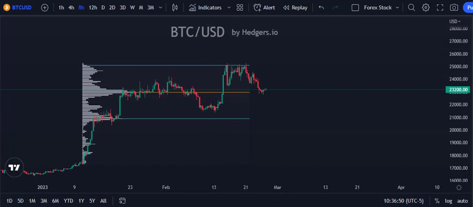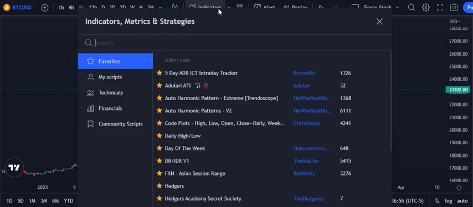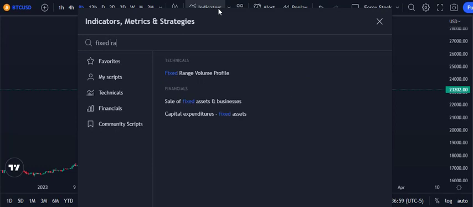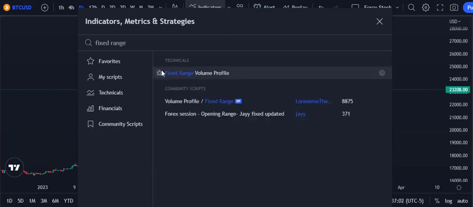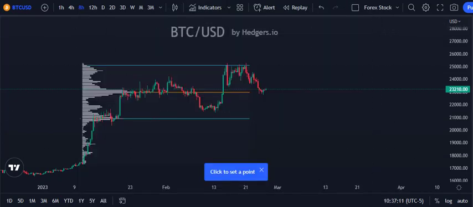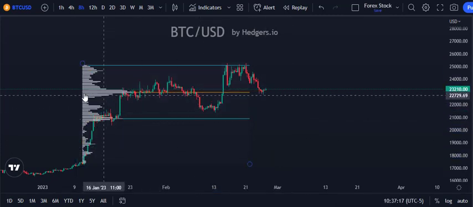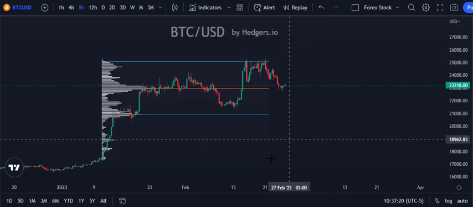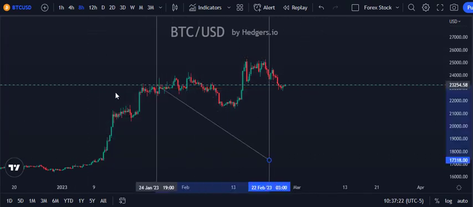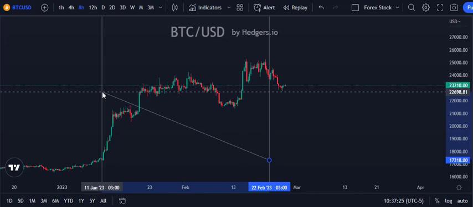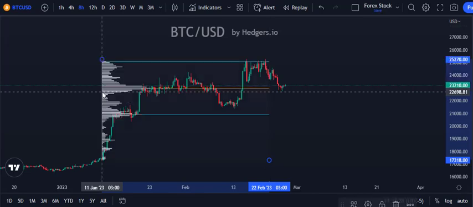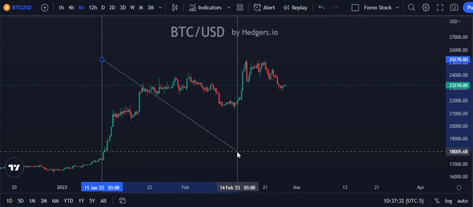If you are struggling to find it, there is also a way: you can go to the indicators, type fixed range volume profile, and here you go. You can mark it as add to favorites, and you can use it. It will be coming here soon, like this. So right now we already have our volume profile here. We just took this from the start of the impulsive move here, from 11 January to this point right now.